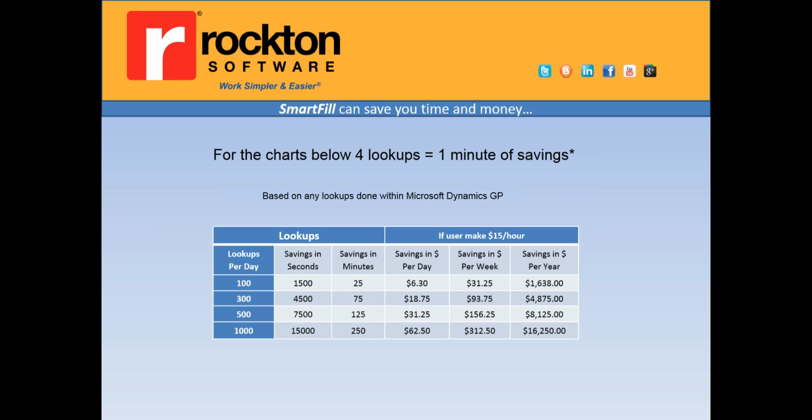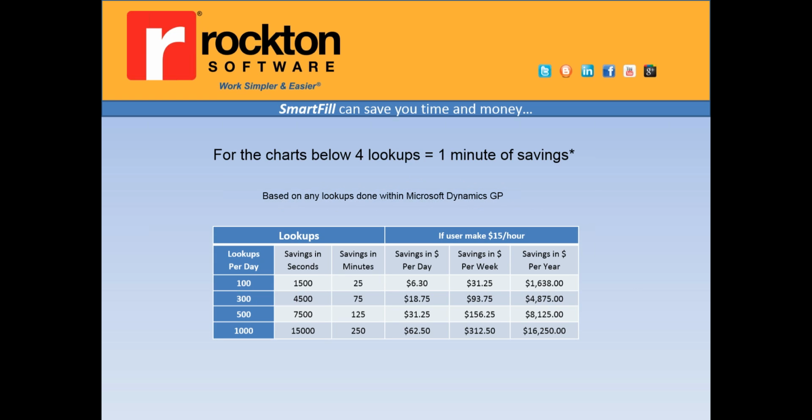All right, so I just wanted to show you this just to give you an idea of calculations when it came to saving time. So for example, I wanted to look up a customer based on the contact person. So a lookup in GP to do that takes about 17 seconds, but in SmartFill it can take 2 seconds, especially if you know the contact's full name. That's 15 seconds of savings per lookup.